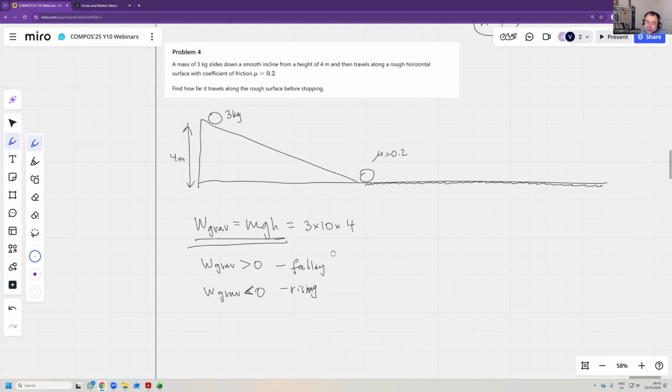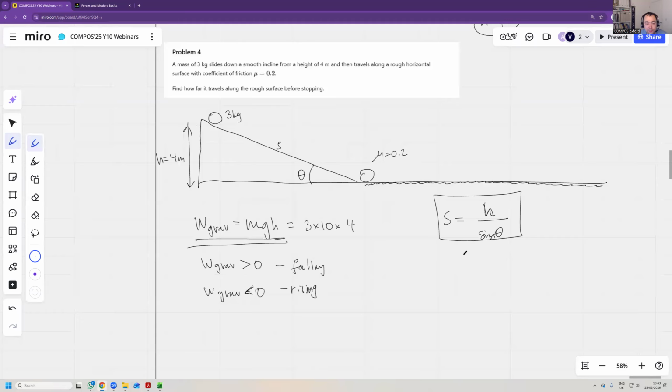Okay, now I want to prove it. Okay, I will prove it. So imagine the slope is theta. Then the distance traveled is the height, 4 meters, divided by sine theta.